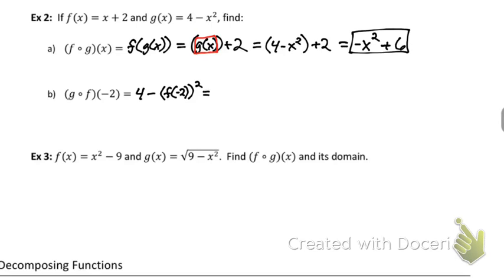Well, we can go ahead and simplify that. That would be 4 minus, keep this parenthesis. Now I'm plugging that negative 2 in for that x. So we'd have negative 2 plus 2, and we'd square that. Well, that's going to equal 4 minus, well, negative 2 plus 2 is 0, so it'd be 0 squared, which is just going to equal 4.